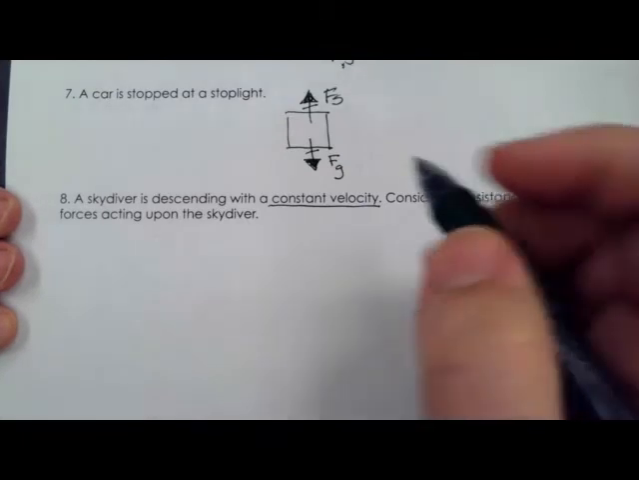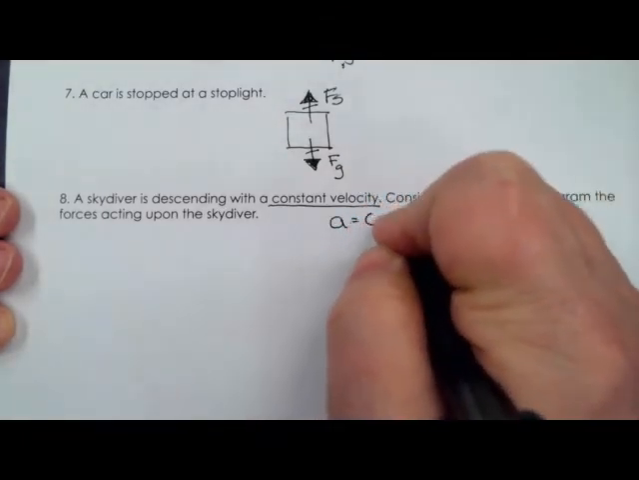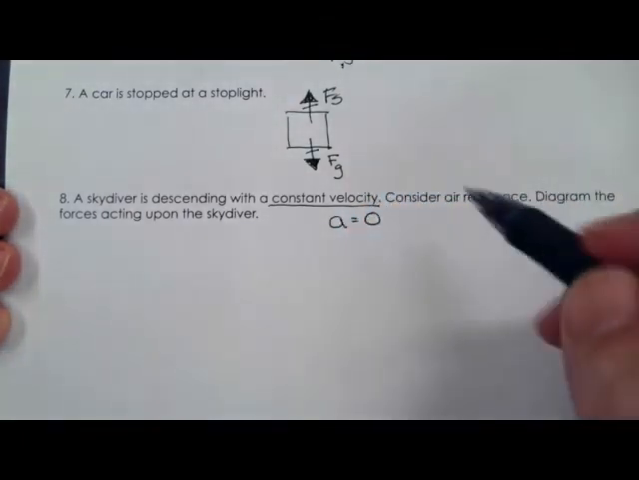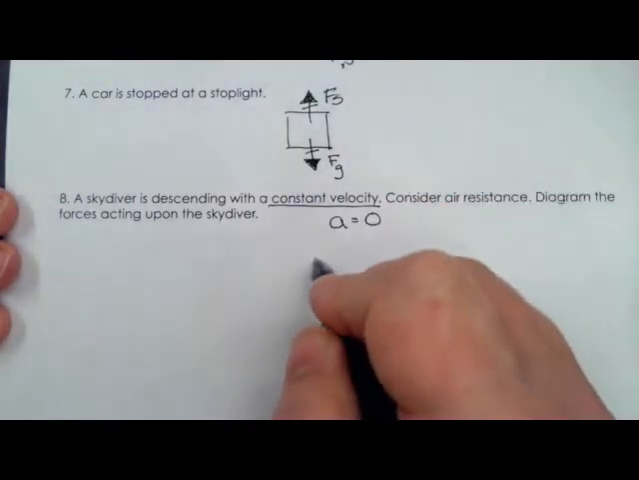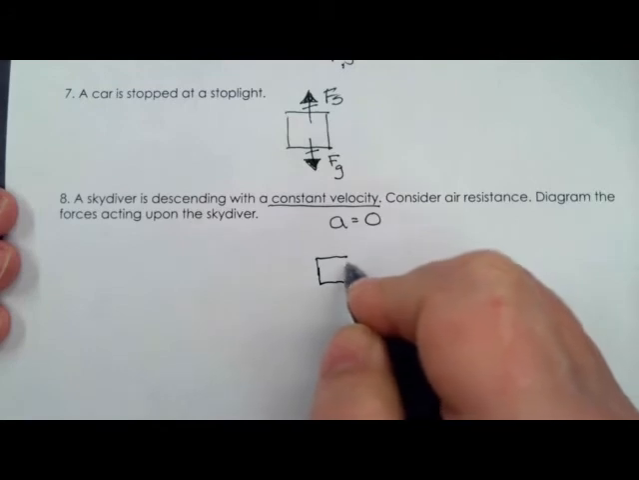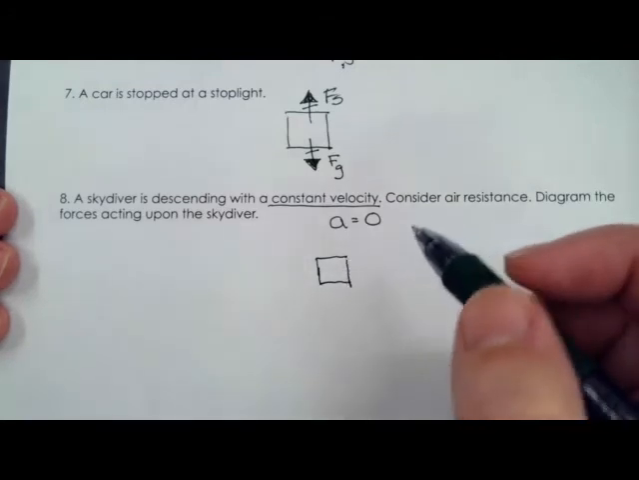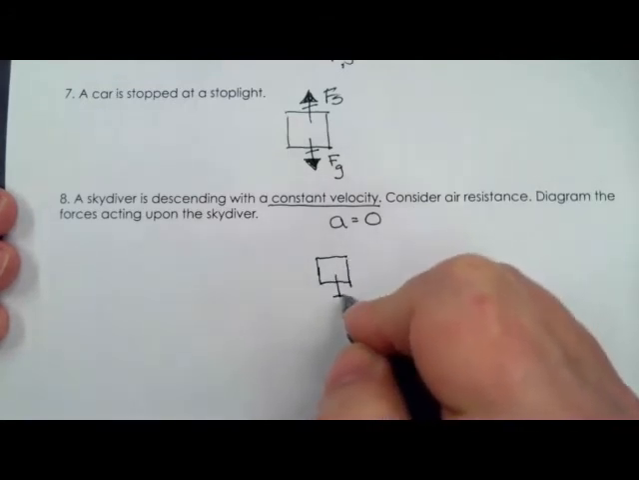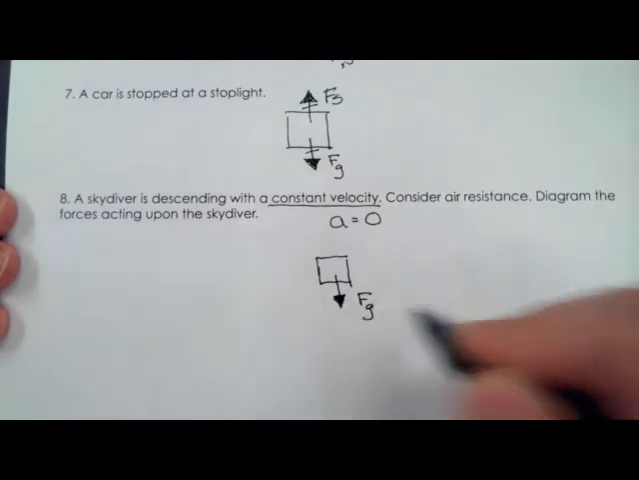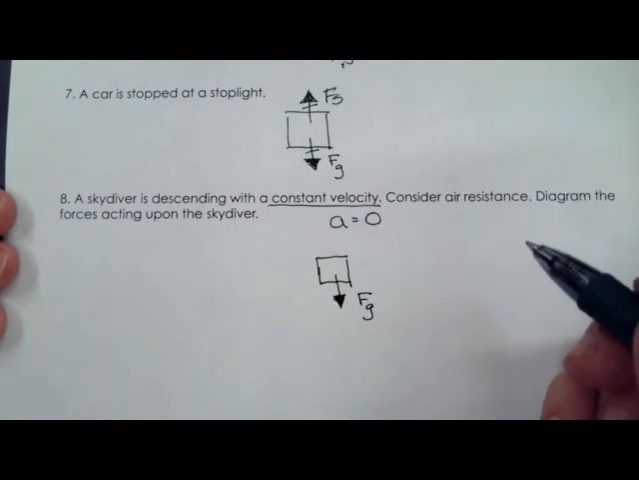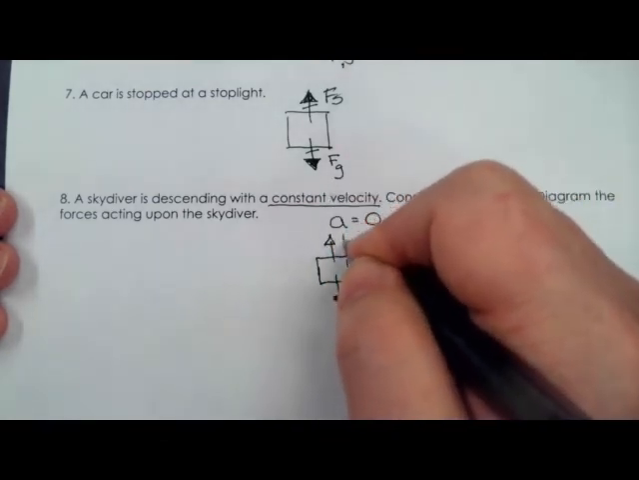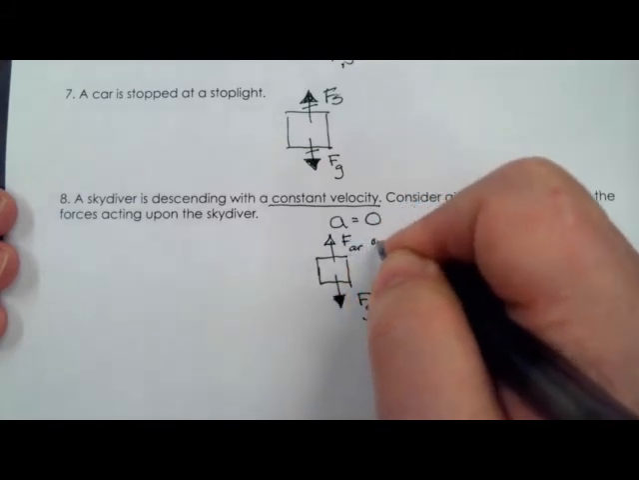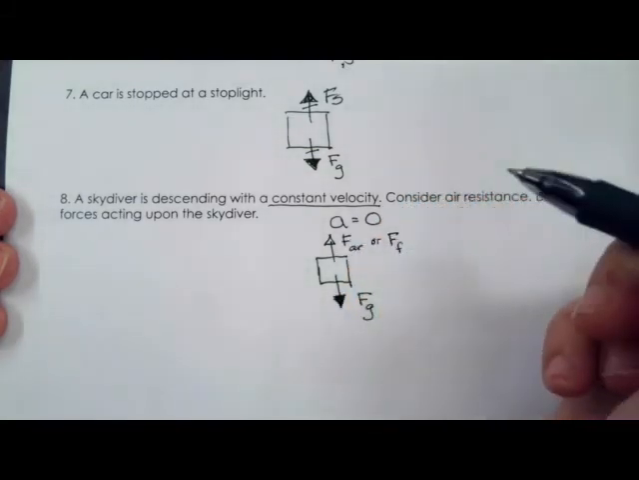Okay, last one. Skydiver is descending with constant velocity. There's that constant velocity again. So that means the acceleration equals 0. Consider air resistance. Diagram the forces acting on the skydiver. Well, here's our skydiver, looking remarkably like the car that was stopped at a stoplight. We know it's happening on the Earth, so we got a force due to gravity. We also have force of air resistance, or you could call it the force of friction, either one.